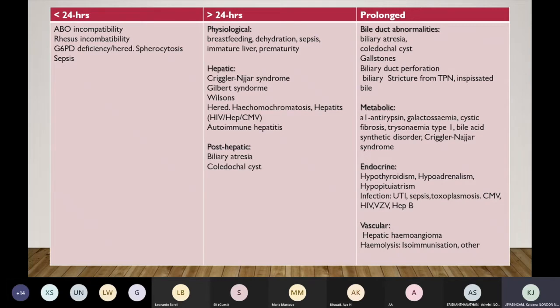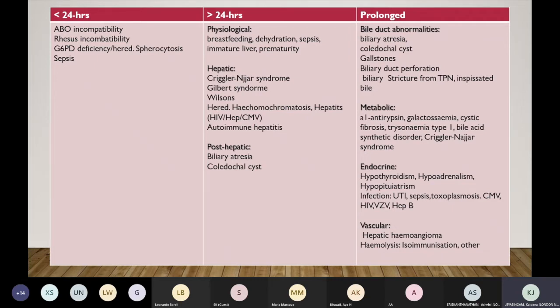Another cause could be sepsis, probably one of the biggest reasons why babies develop jaundice less than 24 hours of age, and G6PD deficiency or hereditary spherocytosis. If they become jaundiced after 24 hours, then usually we say it's physiological, i.e. the body's just getting adapted to the new environment, getting used to the whole new system. And in the majority of cases, babies end up being jaundiced at, let's say, day 2 or day 3 because they're not getting enough feed.